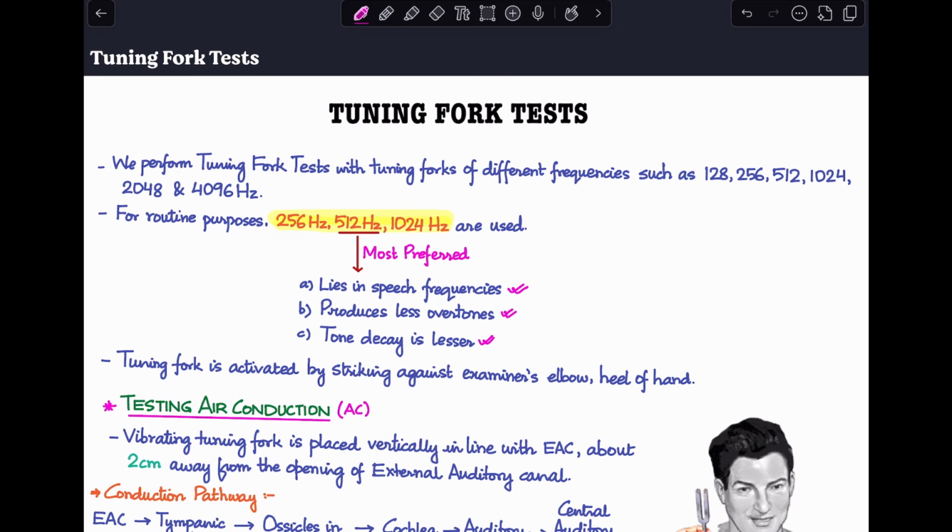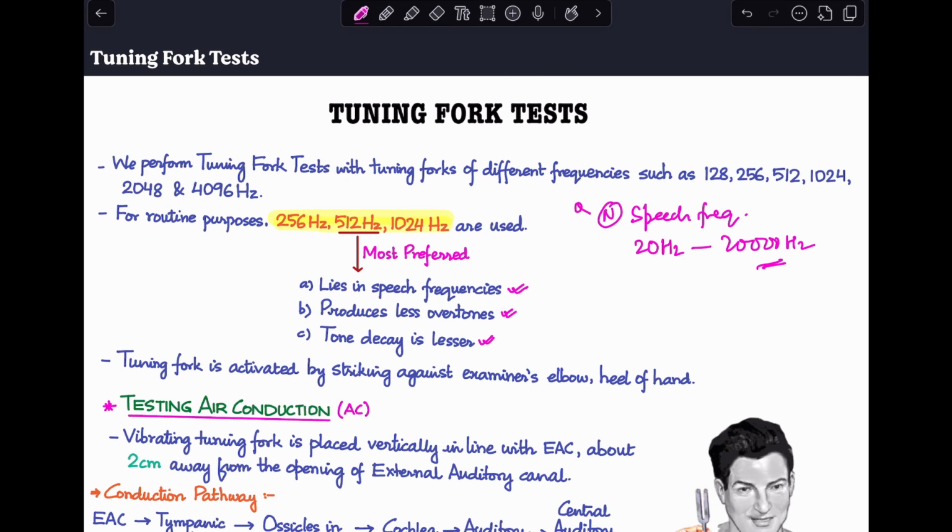Now, another MCQ question over here would be, what is the normal speech frequency? And that is 20 hertz to 20,000 hertz. So this is a very important MCQ question.